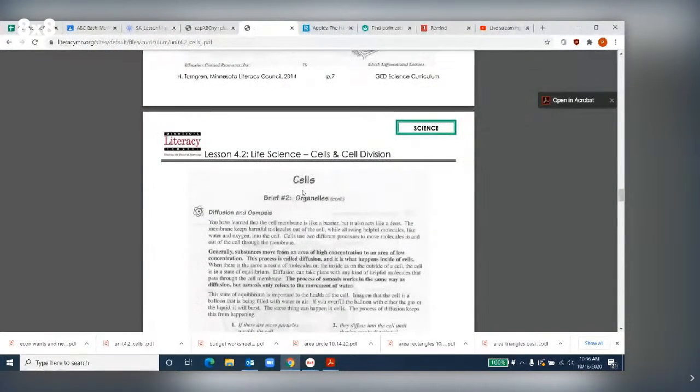So this is still about cells, organelles. So it's diffusion and osmosis. And this talks about, you have learned that the cell membrane is like a barrier, but it also acts as a door. So it's kind of like our skin. The membrane keeps harmful molecules out of the cell while allowing helpful molecules like water and oxygen into the cell. Cells use two different processes to move molecules in and out of cells through the membrane.